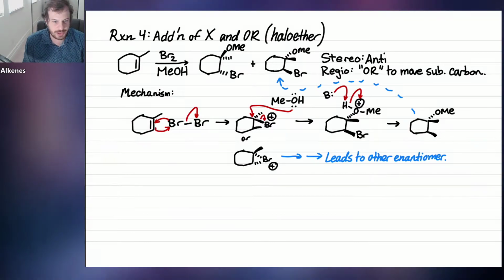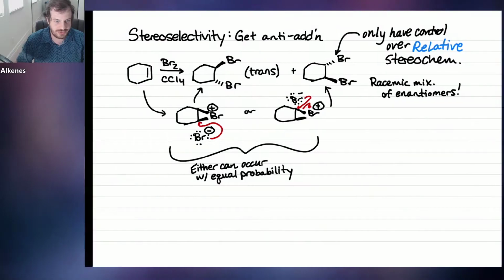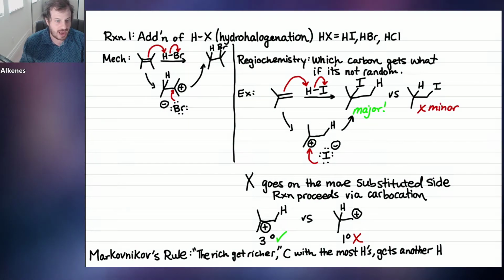Okay, we are continuing on our lesson about alkenes, and we've so far seen 4 reactions that add a variety of things to alkenes. The first reaction was the hydrohalogenation reaction, where we add an H and a halogen to the alkene. And so we went through that.